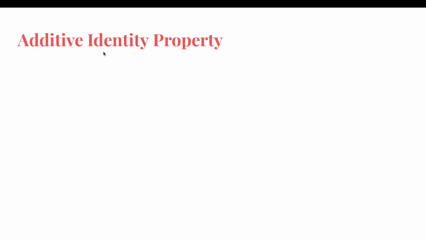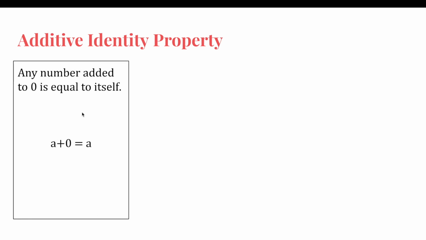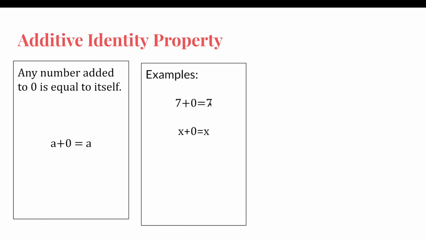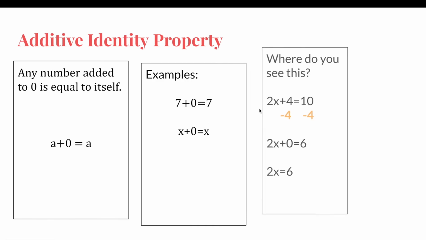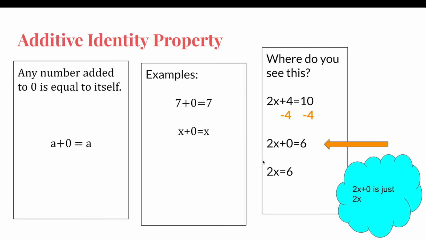Additive identity. So additive identity is all about how I can keep the identity of the number the same. For adding, I can add 0 to any number and it stays the same. It has the same identity. And right here you can see that. When I did 4 minus 4 and I had 0, I don't need to write that. I could just write 2x equals 6 because the additive identity tells me that 2x plus 0 is just 2x. Doesn't do anything to it. The identity stays the same.